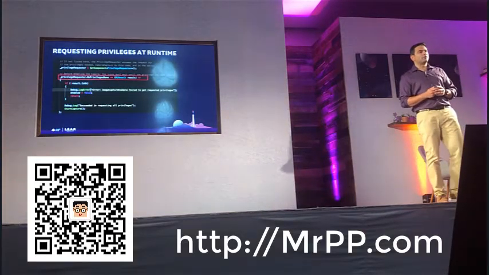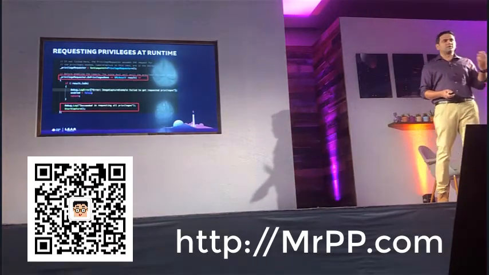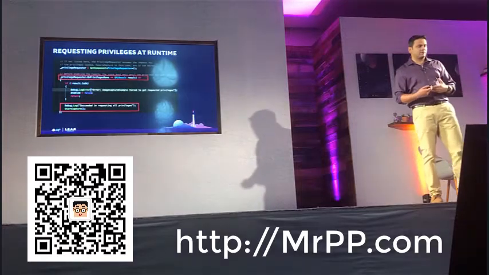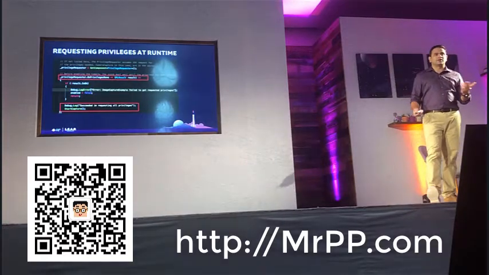Then in your app, all you do is listen for on privileges then check for the result, and if the result is okay, which means the user gave you the permissions, you can go ahead and use the feature.